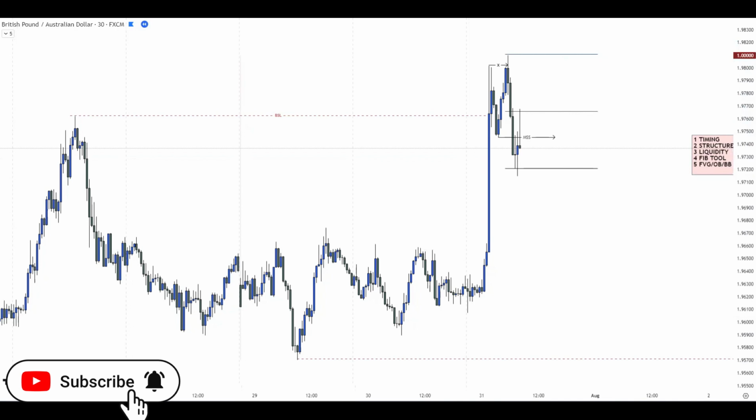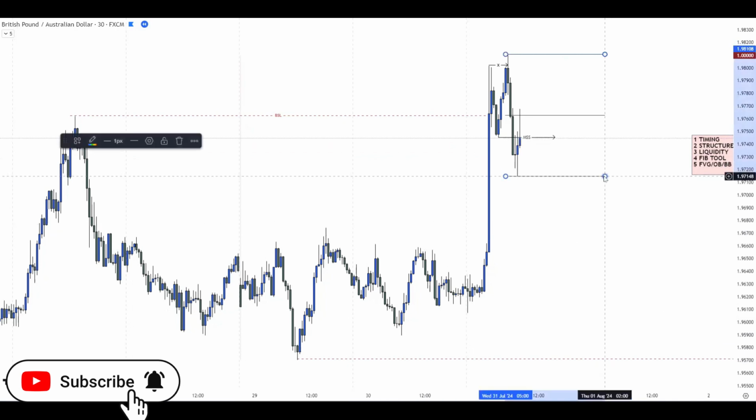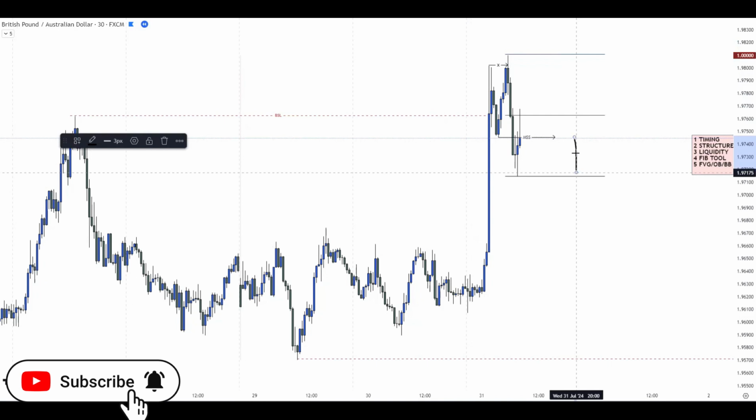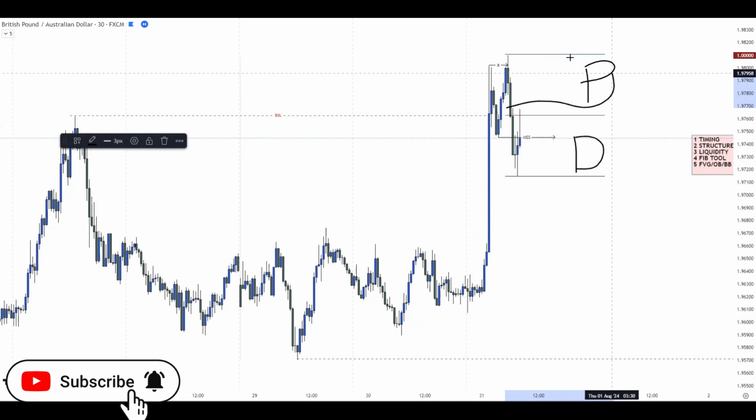So right now we have this premium and discount from this swing high to this swing low. What do we look for? This right here was our premium channel. So I'm only waiting to take a sell entry inside this.